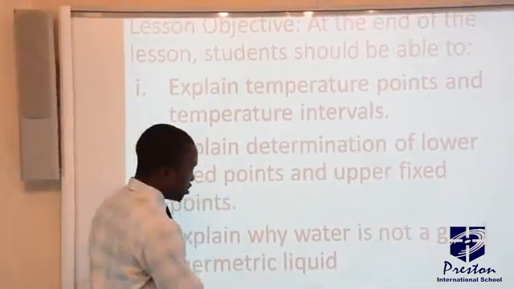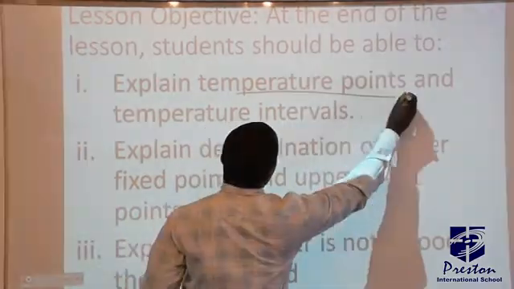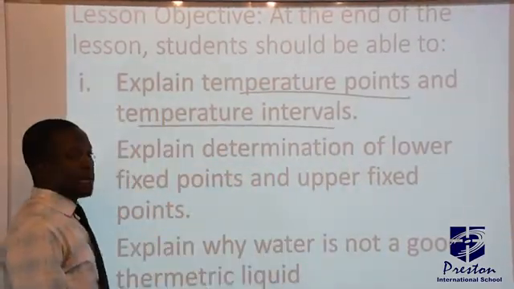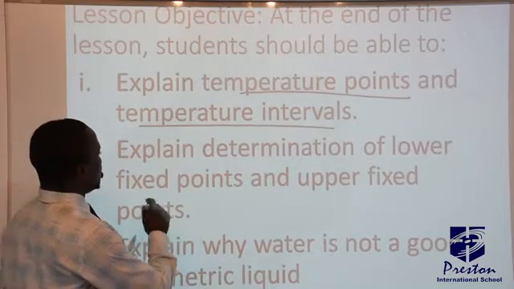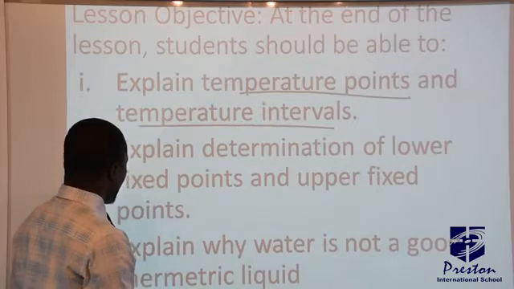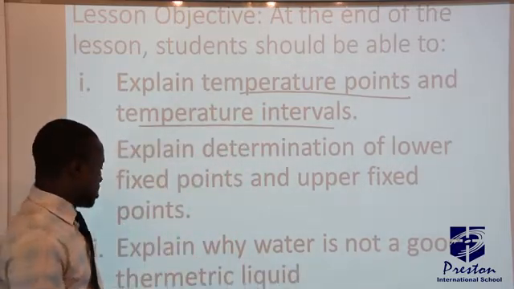Now, our lesson objectives: at the end of the lesson, you should be able to explain temperature points and temperature intervals. You should be able to explain the determination of lower fixed points and upper fixed points. Then also explain why water is not a good thermometric liquid.